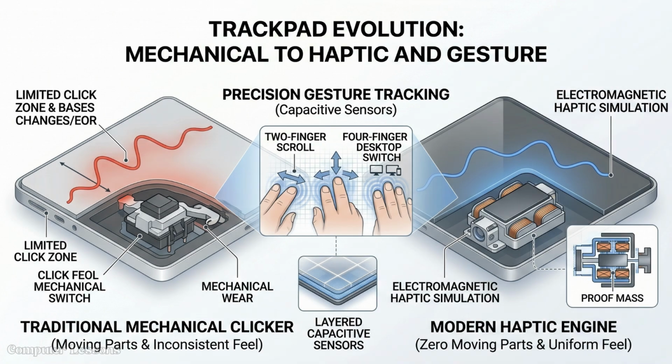Modern trackpads have shifted from mechanical clickers to haptic engines that simulate the feel of a click using vibration. This eliminates moving parts and allows for a uniform click feel across the entire surface. Capacitive sensors track multiple fingers with high precision, enabling gestures for navigating the OS.